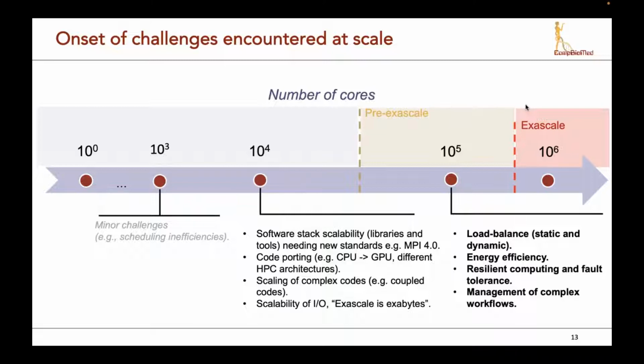Then for codes that are smaller or have a different execution pattern, for instance molecular dynamics codes, one simulation is typically not large, but because we need a large parametric space, we need to run a swarm of simulations together, and that's how we use exascale. There are additional challenges with the management of complex workflows.